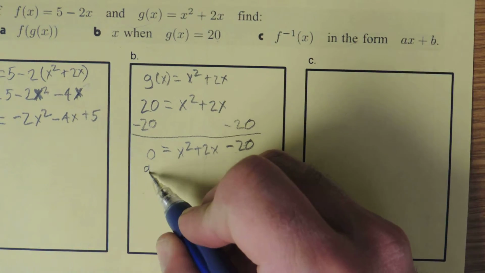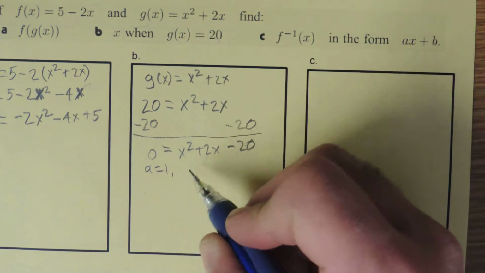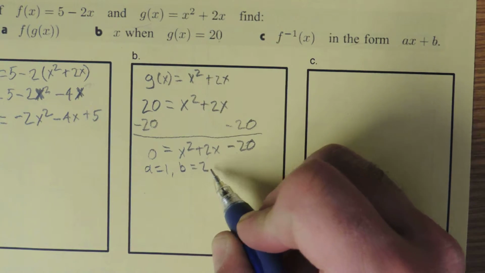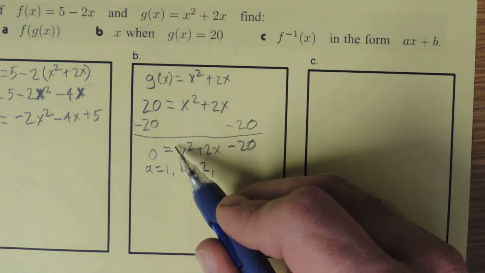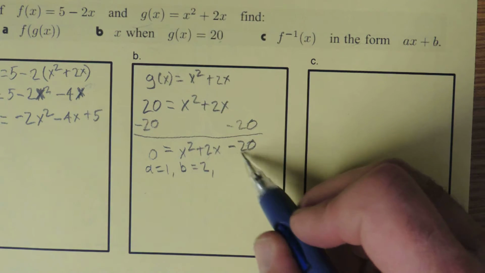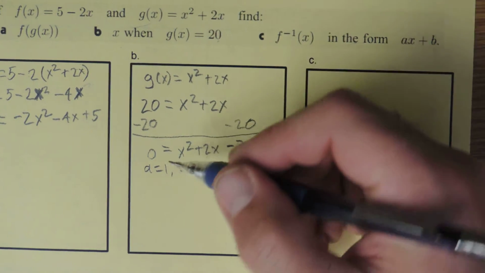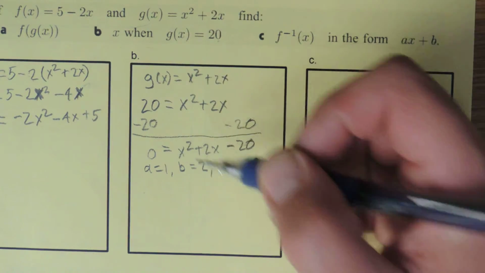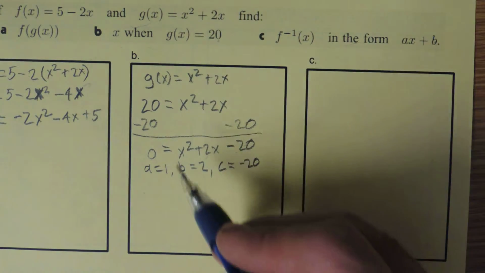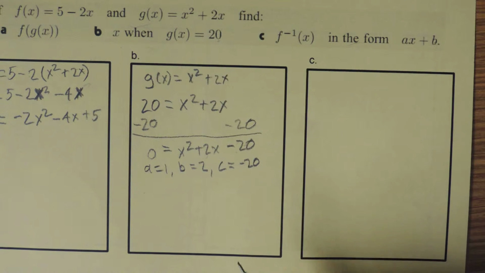So first of all, I need a equals 1, b equals 2 from here. A is this coefficient, b is this coefficient, c is the term by itself. And I can say this is a 1 because 1 times x squared would still be x squared. So I can call that coefficient 1.